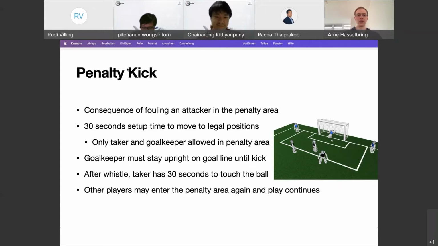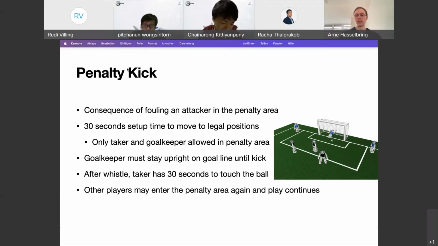And in these first 30 seconds after the referee announces the penalty kick, the robots must move to their legal position, and it is only legal for the goalkeeper of the defending team and one robot of the attacking team to be in the penalty area, and all other robots must leave the penalty area. And the goalkeeper must also stand on the goal line. Then the ball is placed on the penalty mark, and after the referee whistles, the taker can take some time to kick towards the goal or in any way touch the ball. And it is only allowed to do this once, so it may not dribble, for example.